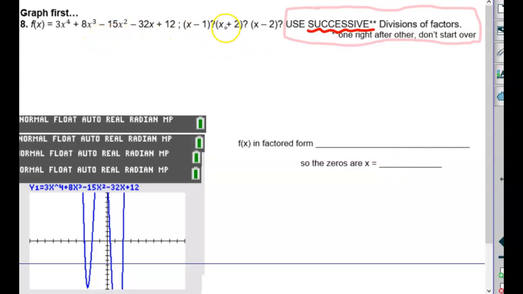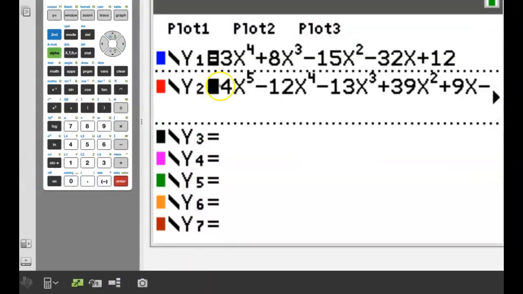So we have to divide these in without going back and starting over so that we get down to something we can use. So I typed the first one in. Everybody should do this. 3x to the 4th plus 8x cubed minus 15x squared minus 32x plus 12. Because if it's not working on the calculator, we need to know it.